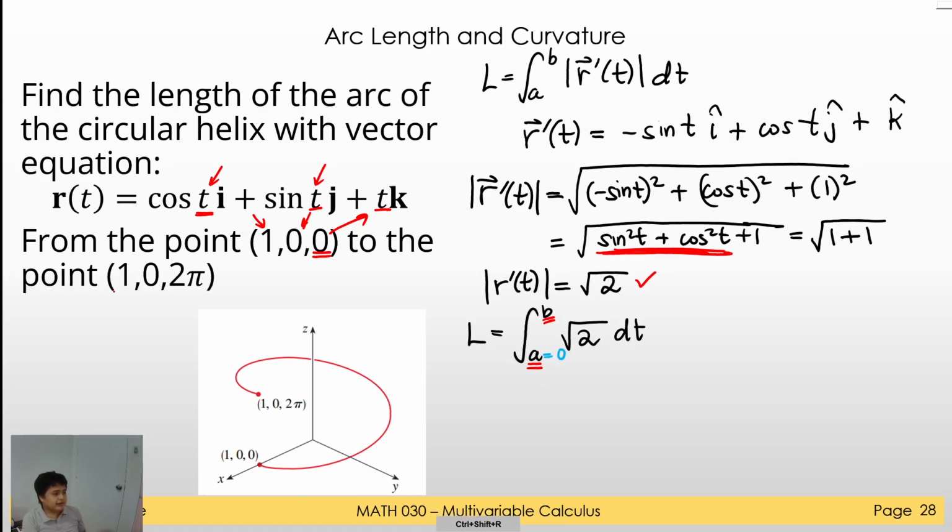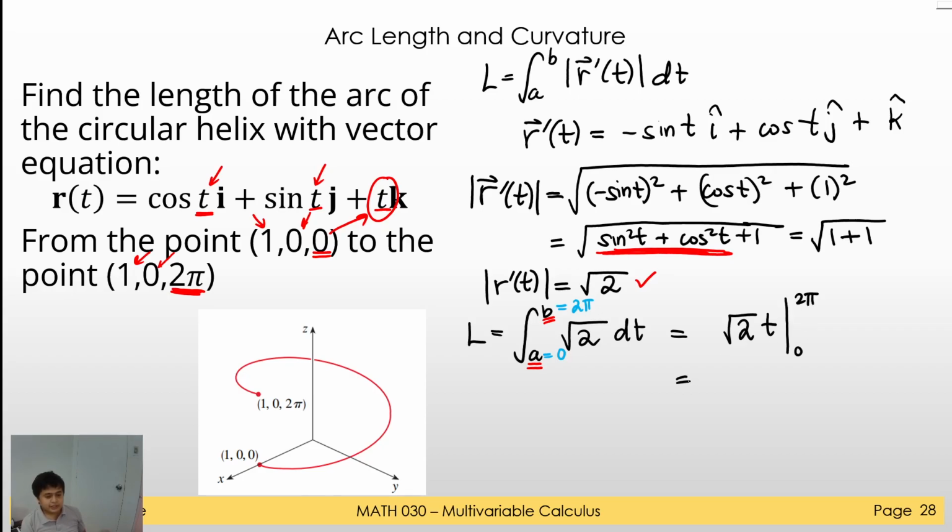And then for the final point, you can already see that the t here is 2 pi. So t here is 2 pi. And if you substitute 2 pi here, sine 2 pi is equal to 0, and then cosine 2 pi is actually equal to 1. So b will be equal to 2 pi. Therefore, for the length, finding the antiderivative, what is the integral of square root of 2 dt? This will be just square root of 2 times t only, and then evaluated from 0 to 2 pi.